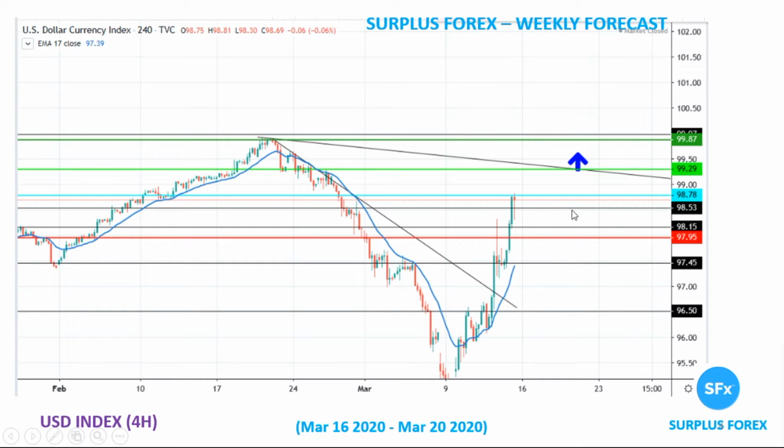On a 4-hour chart, if we can make an entry close to 98.78, then I'm making my first take profit at 99.29 and second at 99.87. Let's move on to the next one. So I keep my bias for USD Index positive, bullish for the coming week.